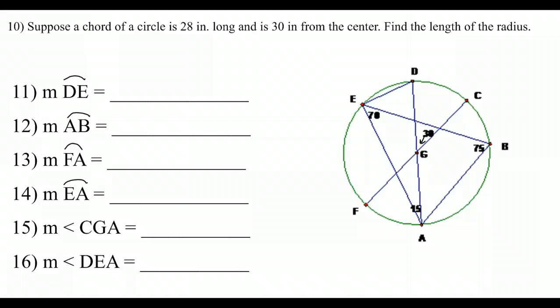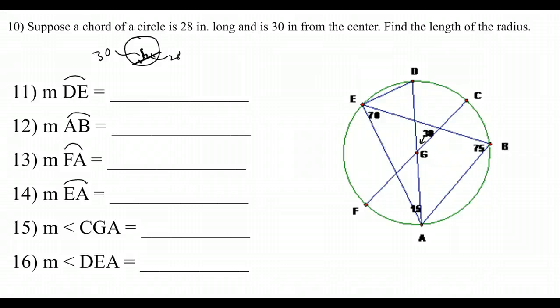So here we're talking about chords and angles. Suppose that a chord of a circle is 28 inches long and is 30 inches from the center. Find the length of the radius. Now here's what you've got to remember to be able to do this: if a chord is 28 and the distance from the radius is 30, well, that radius has to hit at a 90-degree angle to be measuring distance, and we know that this bisects that.